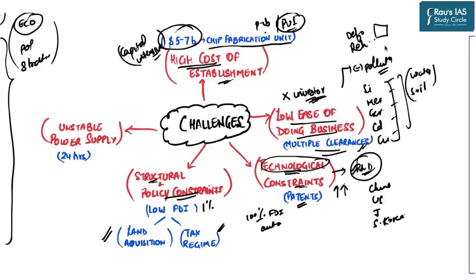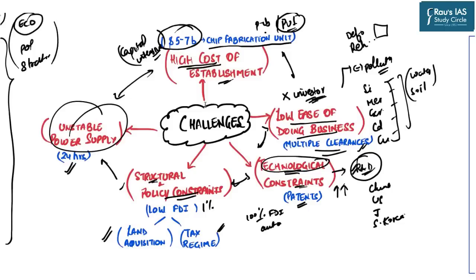So you have to understand that all these challenges are not operating in isolation. They are connected. One is the cause and one is the effect of each other. Next challenge is the unstable power supply. Still, in many regions, we are not able to provide continuous electricity for 24 hours. So these are certain challenges which are not allowing India to tap its real potential.